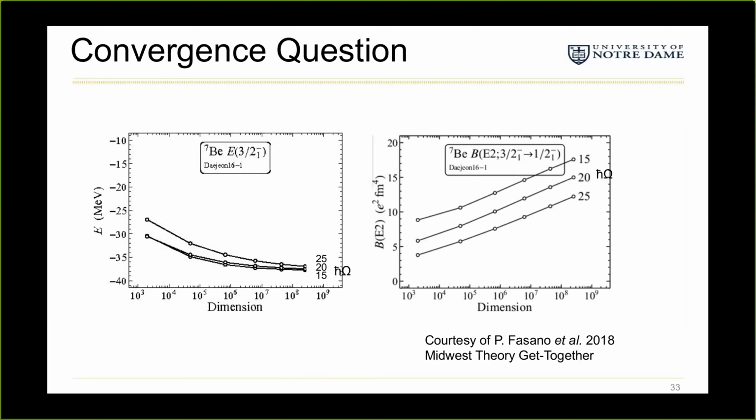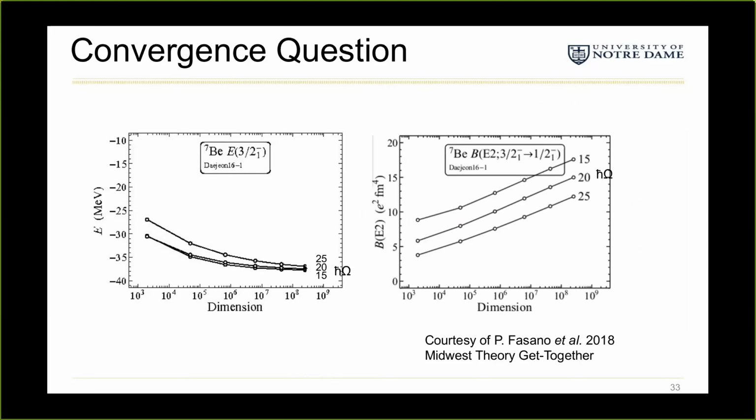And I'm going to go back to our earlier discussion to talk a little bit about this convergence problem. So this calculation is the ground state energy of beryllium-7. And you can see as the dimension increases, as the Nmax increases, the values converge to the same point and they level off.